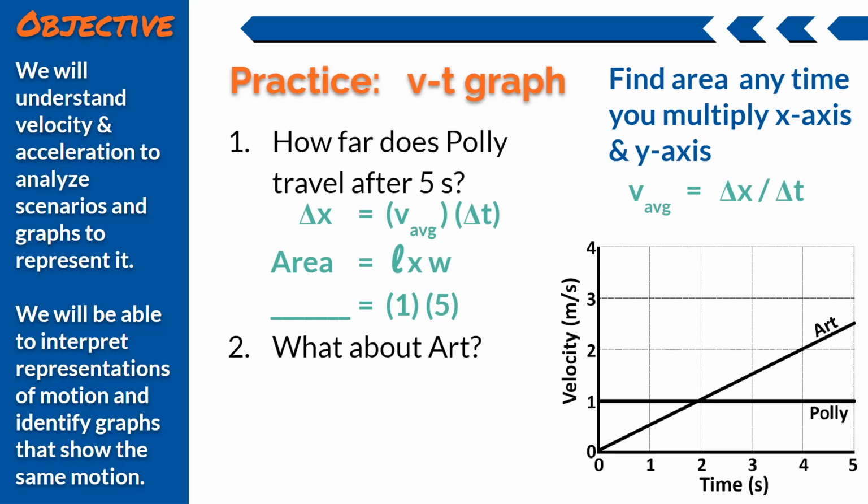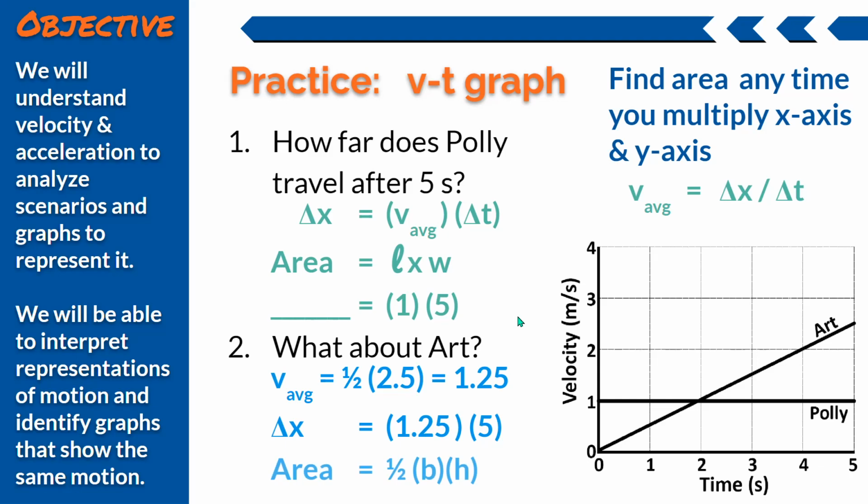You still find the area, but for Art it's a triangle. 1/2 base times height. Okay, his average velocity for this entire trip, if he goes from 0 to 2.5, his average is 1.25. That's half his final velocity times his time. That's the equation for a triangle, 1/2 base times height. So that 1.25 times 5 gives me his displacement, and again, this is this equation. 1/2 base times height gives me his displacement.